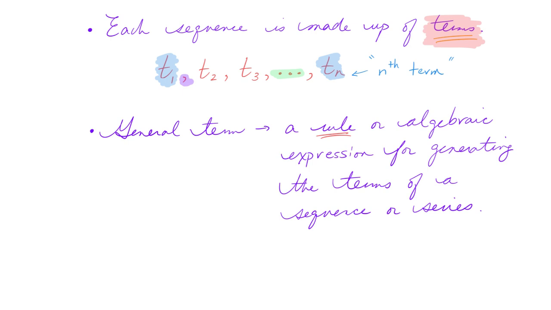Okay, the other piece of terminology you would be responsible for is the phrase general term. You'll be asked to come up with a general term for a sequence. And we need to know that a general term is simply a rule or an algebraic expression, which is a fancy way of saying an expression or an equation. And it's used to generate the terms of a sequence, or when we get into something called a series. Okay, I want to take a peek at some of that stuff more in action. Okay, let's move on.